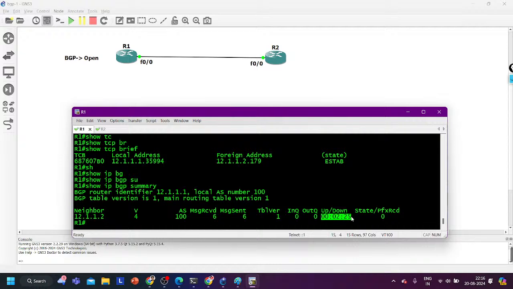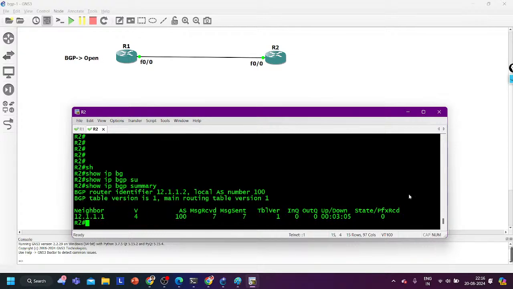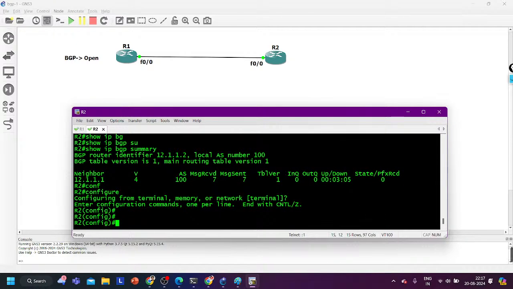Done. On router number 2 also, show IP BGP summary. So we have BGP neighborship. Now guys, do one thing. Here I am going to block port number 179.